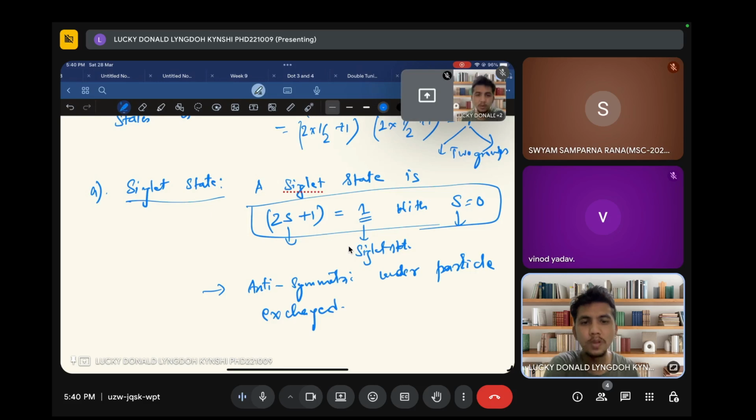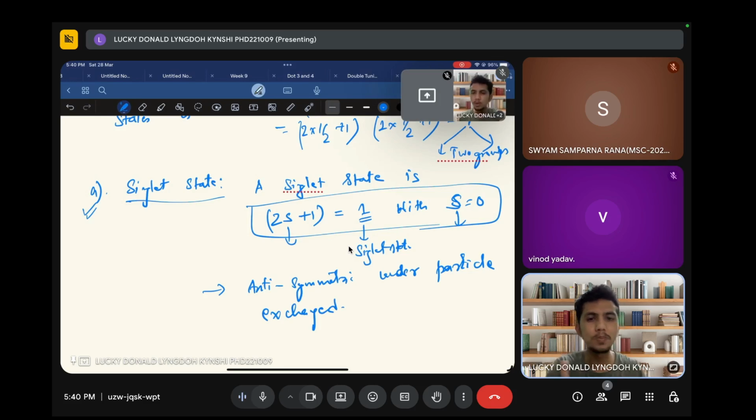Okay, S equal to 0 means what? They are of opposite spin. Okay, well, capital S equal to 0. Suppose we have s1 equal to half and s2 equal to half, and if you combine them together, what will happen? There are four possible states in which they can interact. Okay, the first one out of the four possible states is called the singlet state.